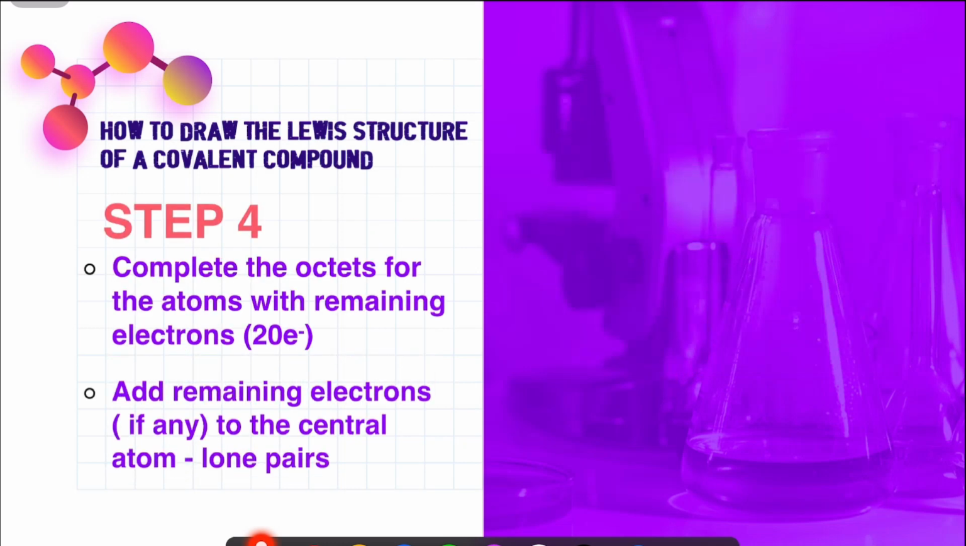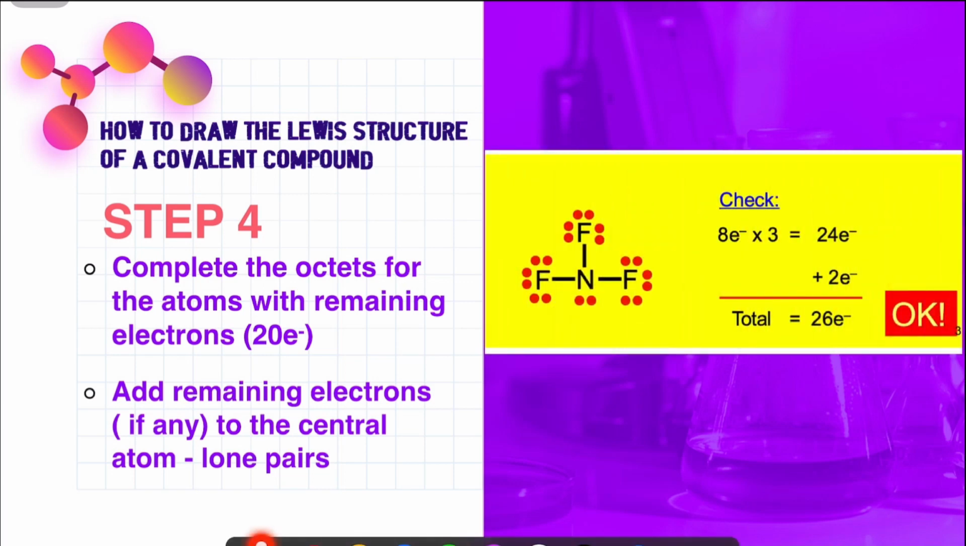In step 4, you have to complete the octet for the atoms with the remaining electrons. So in the molecule, when you form the 3 bonds, you then complete the lone pairs on the surrounding atoms. Each of the fluorine has 3 lone pairs, 1, 2, 3, to make it an octet, because fluorine is an octet atom. So there are 2, 4, 6 and 8, including 1 covalent bond. And the same for the other fluorine atoms.